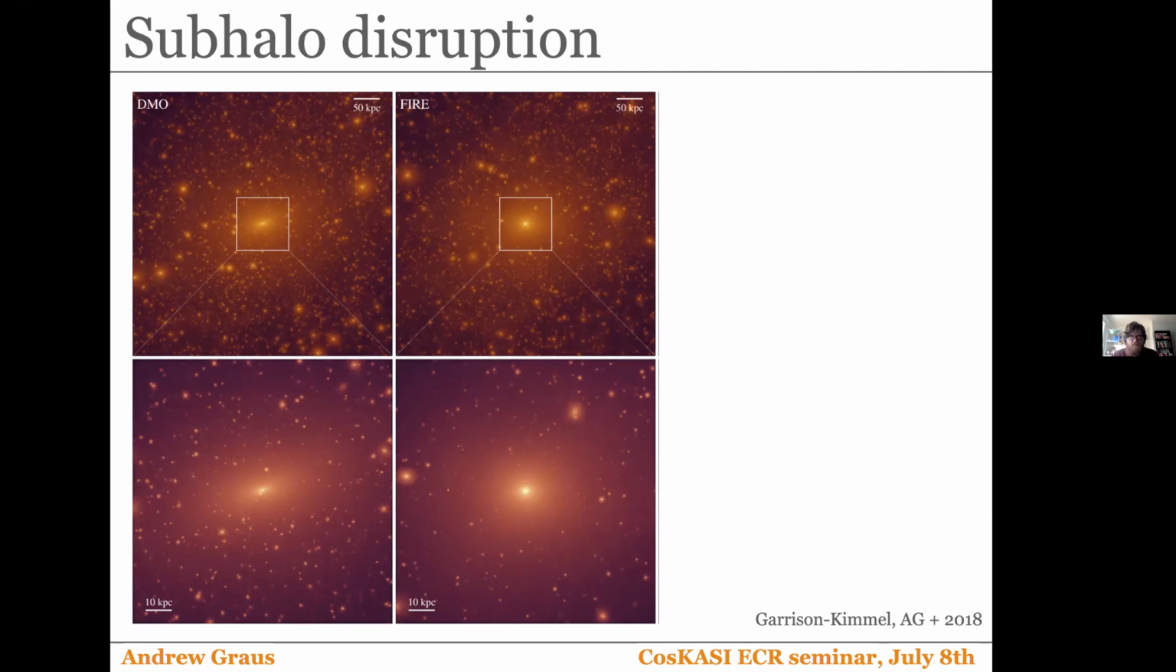Here is a plot from a study by Shea Garrison-Kimmel, where he took one of these FIRE Milky Way-like galaxies and then simulated the same thing in dark matter only. You can see the dark matter density plot of these 2 halos on top. And in the bottom, there's the zoom in on the inner 50 kiloparsecs or so around these 2 halos. What you can see in the middle of the figure is that there's a very clear depletion in the number of subhalos in the hydrodynamic simulation as opposed to the dark matter only simulation. So something about these hydrodynamic simulations is actually aiding in the disruption of subhalos very close to the galaxy itself.